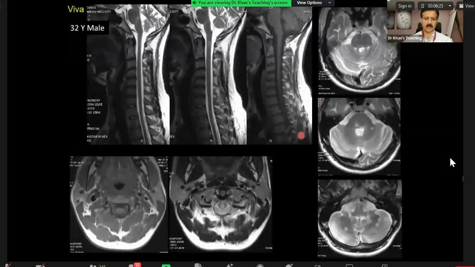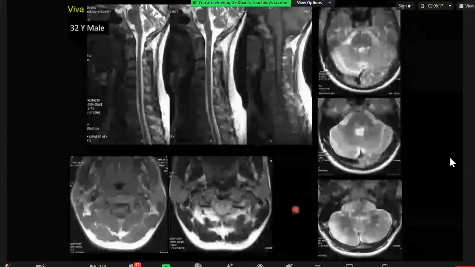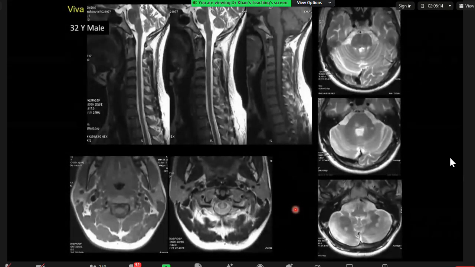So, okay, what do you think is happening? 32-year-old male. He's got multiple foci of T2 hyperintensity, both in the cerebellum, in the midbrain, the pons, as well as the cord. So there's T2 hyperintensities that are distributed in space. I would want to compare with others, and also look at the brain formally to see if there's any classic features of MS, but highly suspicious of.